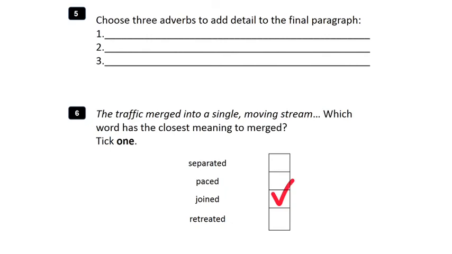Question number 5. Choose 3 adverbs to add detail to the final paragraph. Now, I can't tell you whether you've got your answers right for this one because I don't know what adverbs you've chosen. So what I'm going to do is put a list of adverbs that you could have used up onto the screen.